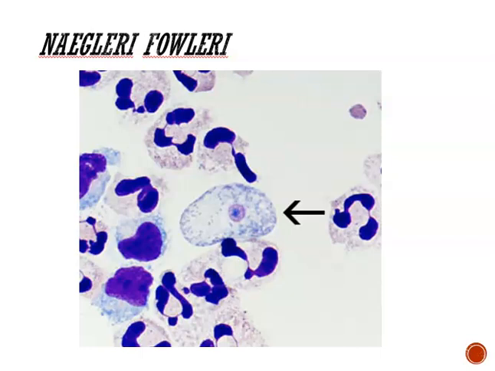Okay, there's what Naegleria fowleri, the parasitic organism, looks like. These are white cells, these are neutrophils, these are lymphocytes, but then, compared to the size of the white cells, you can see the size of the amoeba there.